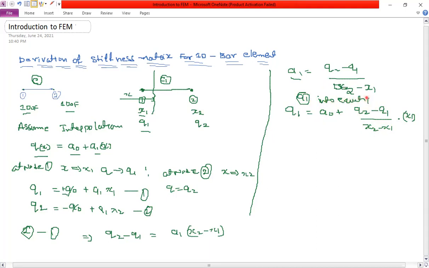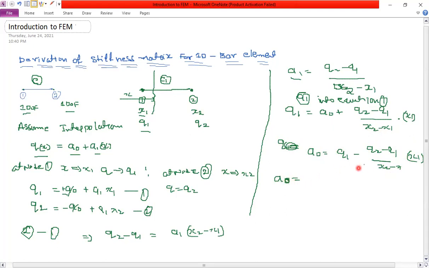So therefore, equation 1 can be rewritten as q1 is equal to a naught plus (q2 minus q1) by x2. Instead of taking the LCM, let us take a naught to be equal to q1, and sending the term to the other side, it becomes minus (q2 minus q1) by (x2 minus x1) times x1.